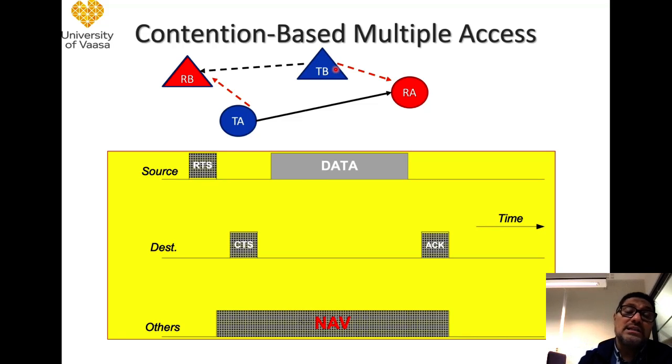This protocol is one of the contention-based multiple access protocols, because all terminals are competing for the same resources. There is no division of the resources in a regular way because of the missing organizer.